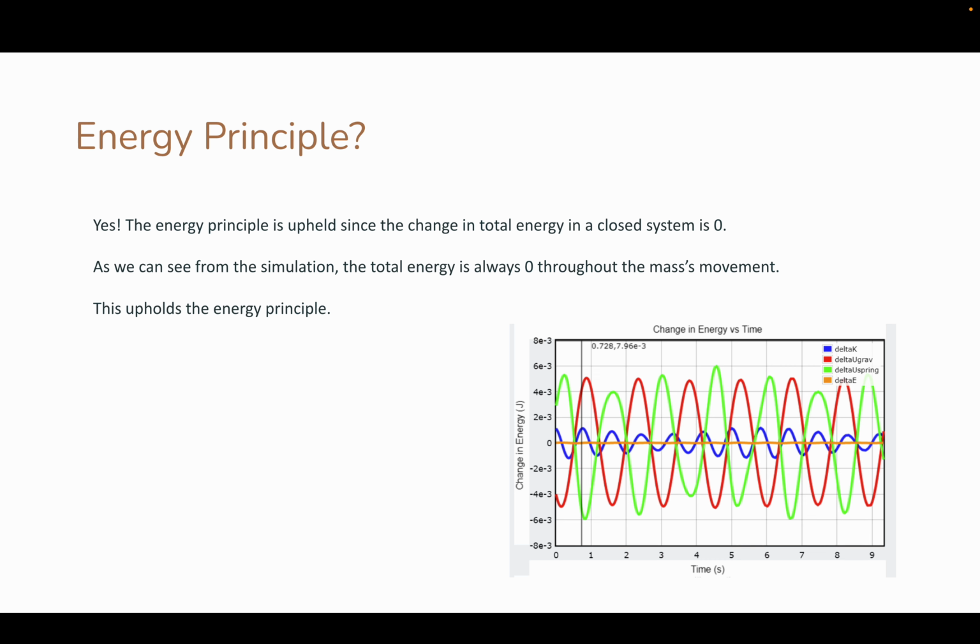So basically, the energy principle is upheld because looking at the energy plot, we can see that the change in total energy, delta E, stays at 0 throughout the whole thing. While the kinetic energy and the 2 potential energies oscillate and exchange with each other, they always cancel out. This confirms that the energy principle is satisfied and our closed system conserves energy just as we predicted.